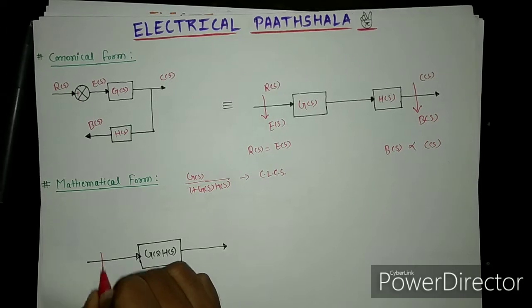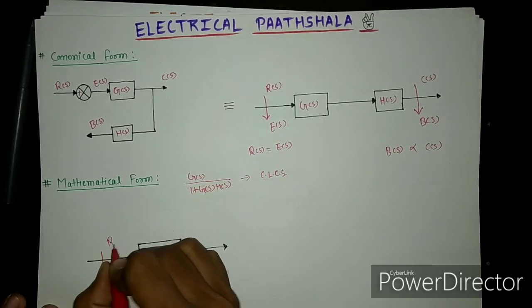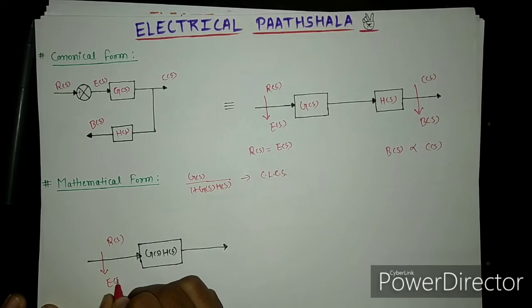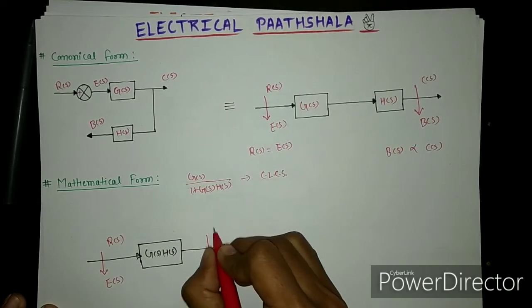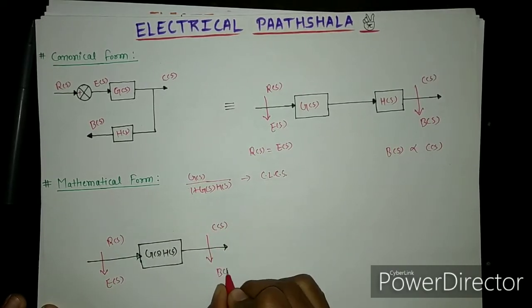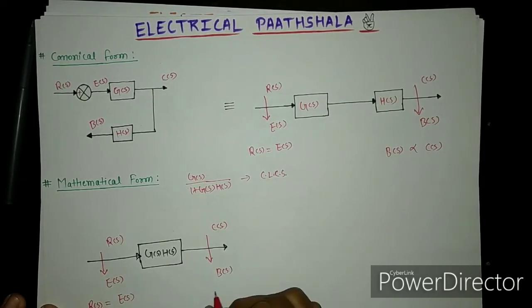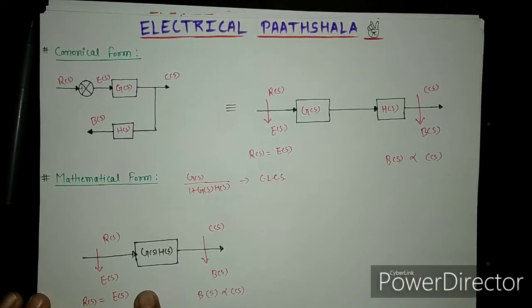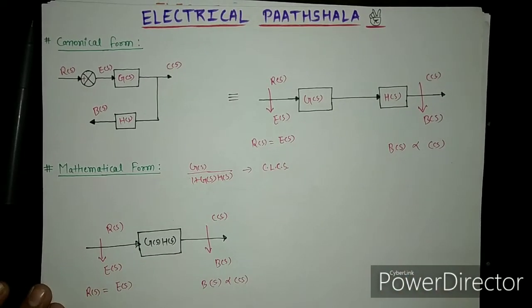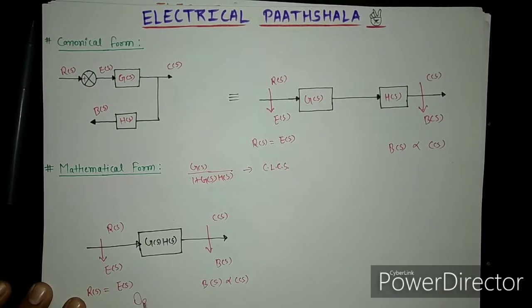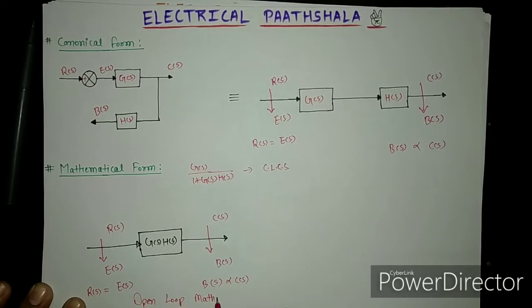And again here you can write R(s), E(s) and C(s), B(s). Here R(s) is equal to E(s), and B(s) is directly proportional to C(s). So this is the mathematical form of an open loop control system, and this form is also called the open loop mathematical form.